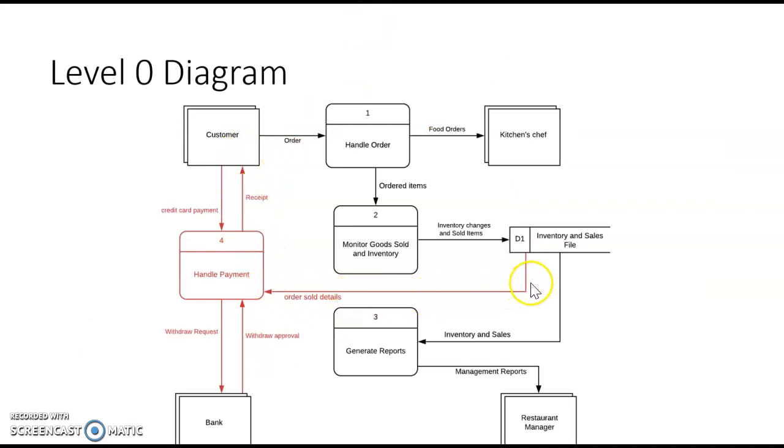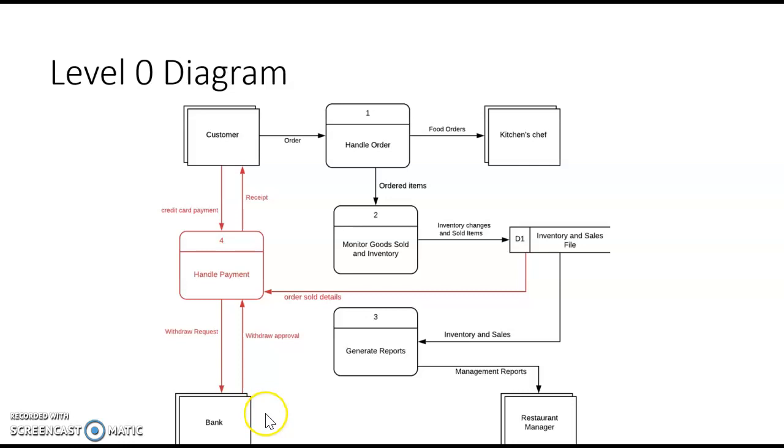If I can see here, I have a data flow coming from the data store of sales up to the handle payment. Why do I need that? Because the receipt for the customer, for a specific customer, should contain information about his order, like item number 1 priced like that, item number 2 priced like this, and so on. So that's why I require an input coming from the inventory and sales file, which contains the order sold details, and then it will be added to the receipt along with the sum of money and then sent to the customer.